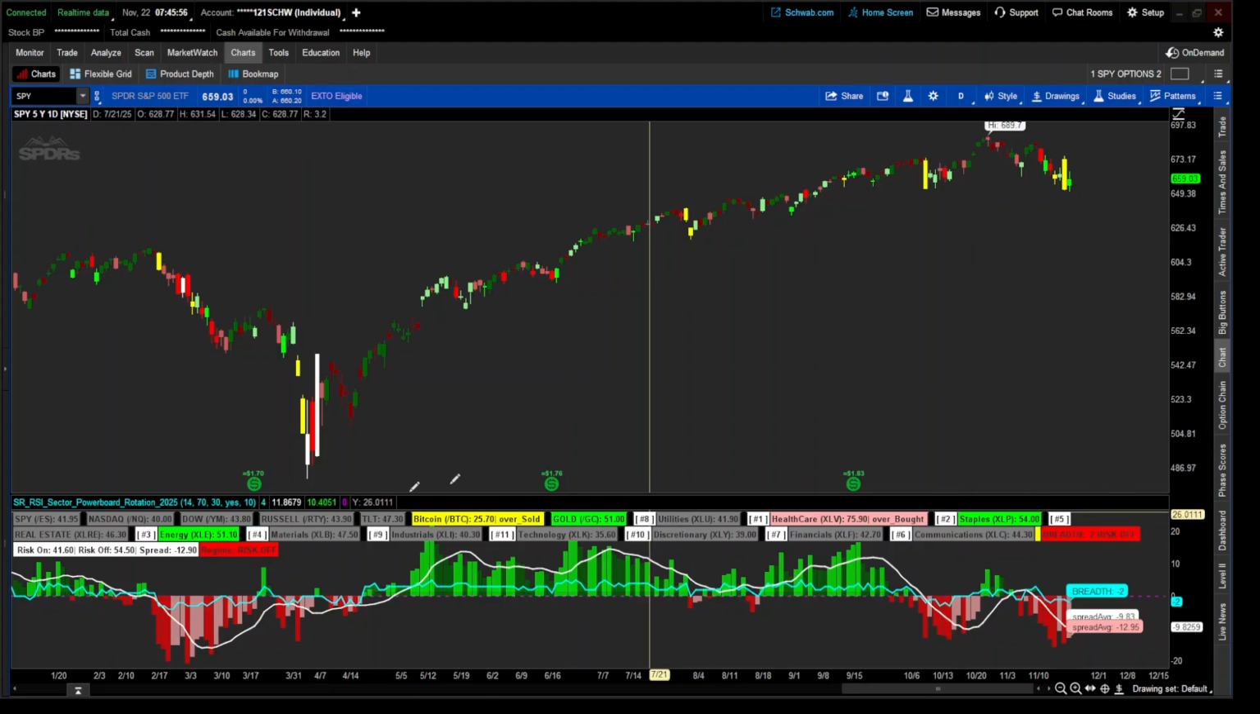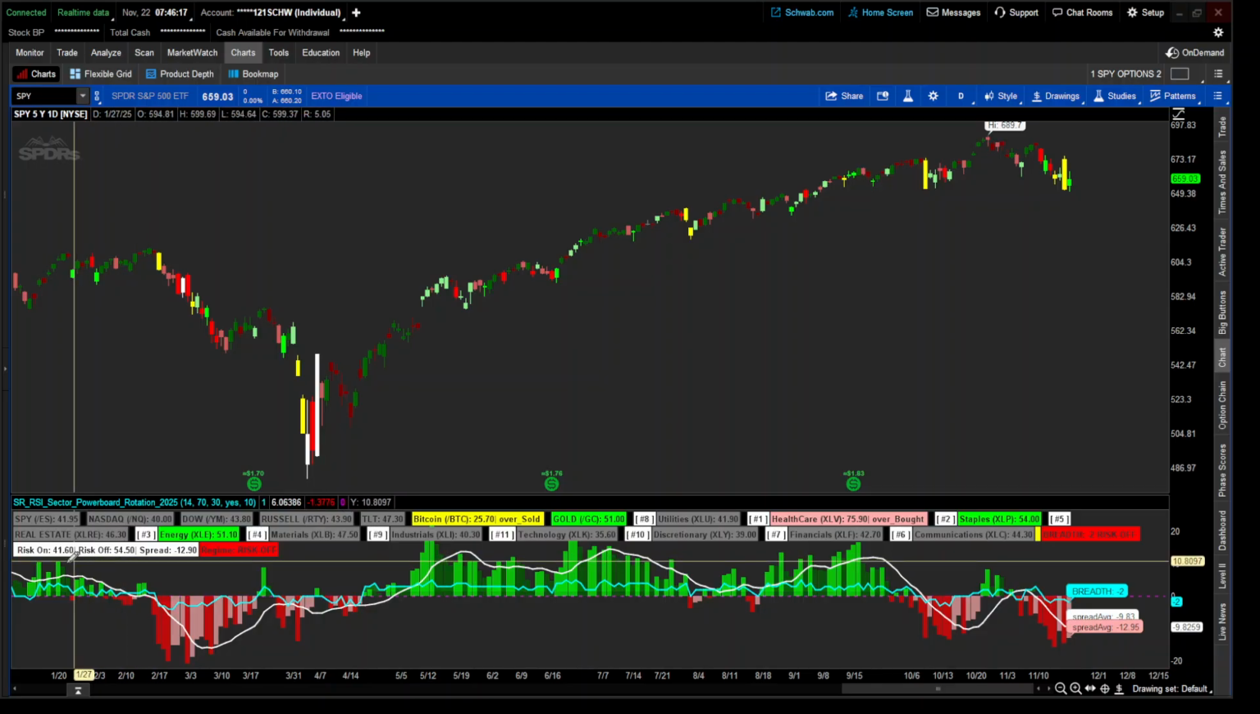Today I'll be introducing you to the RSI Sector Powerboard Rotation indicator. What it does is take all the sectors in those indexes and all their RSIs. It takes what's considered the offensive sectors and the defensive sectors, and it gives you a risk analysis as well. And it gives you the spread.